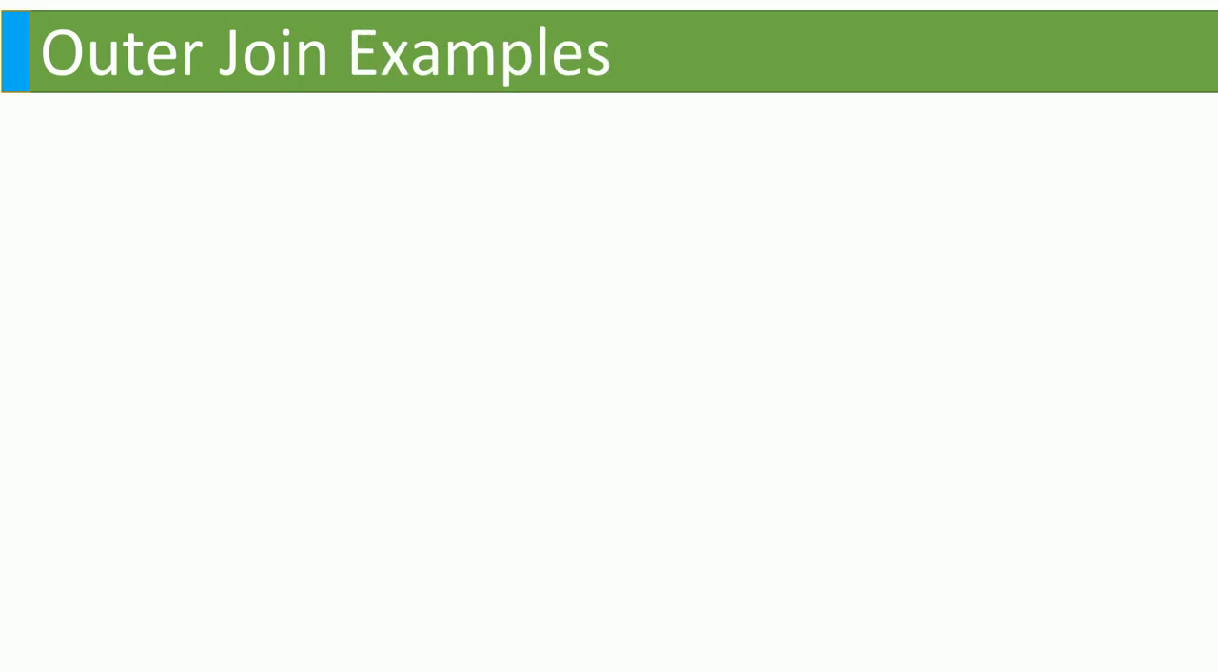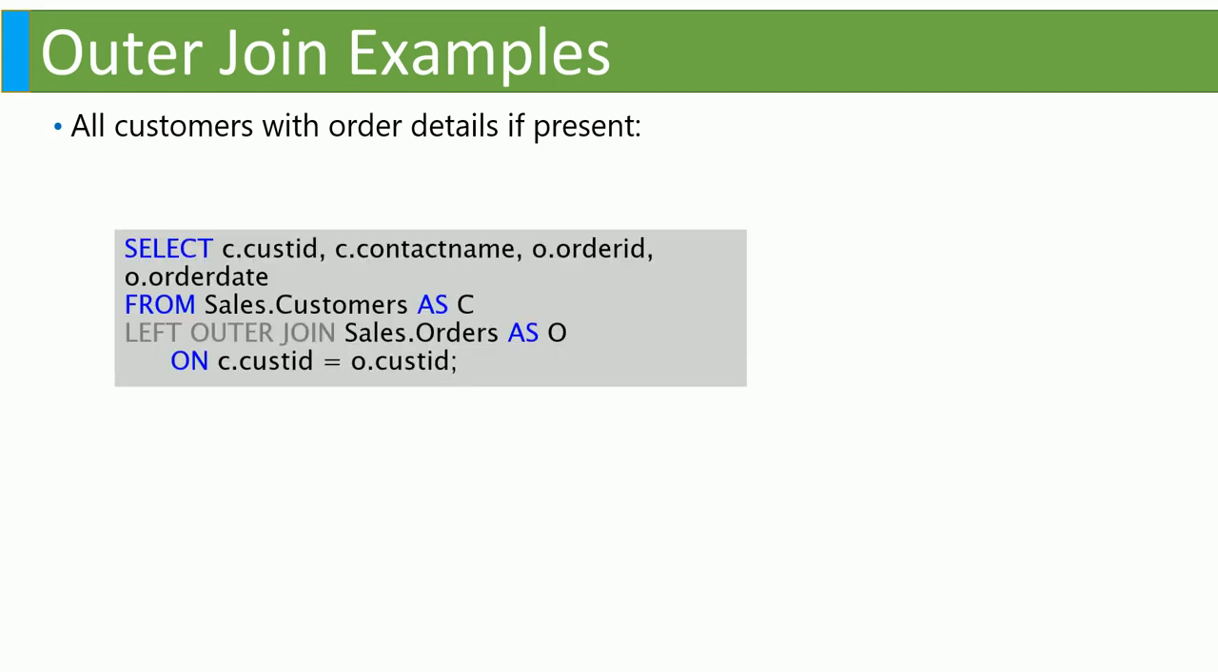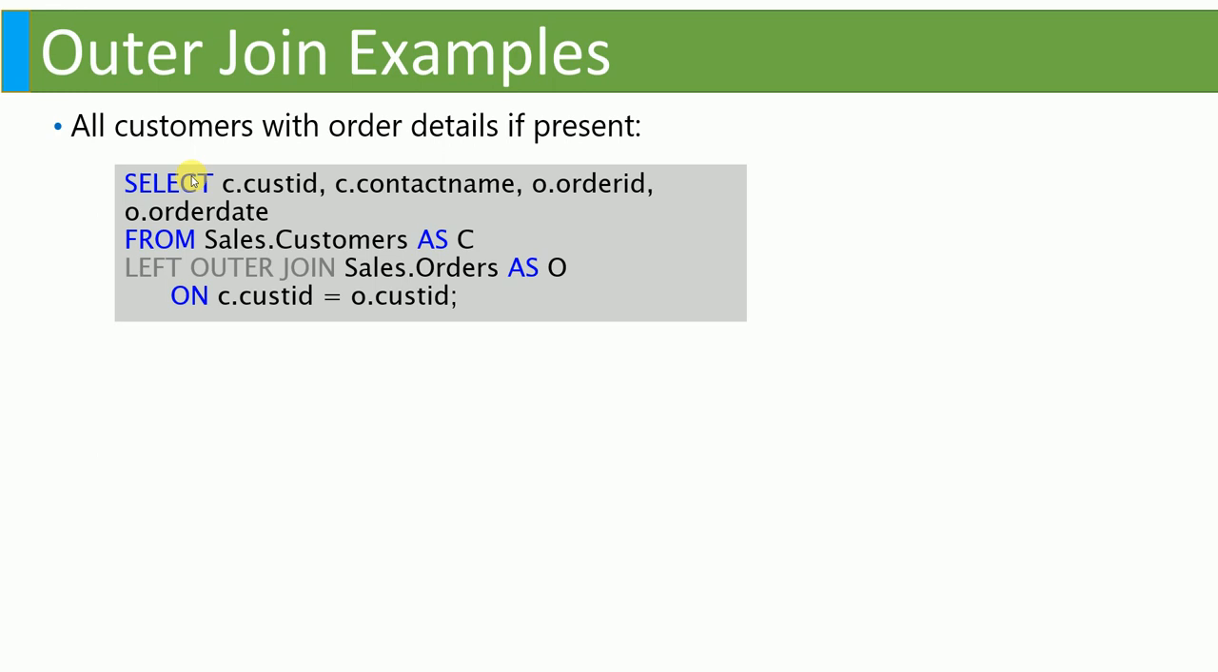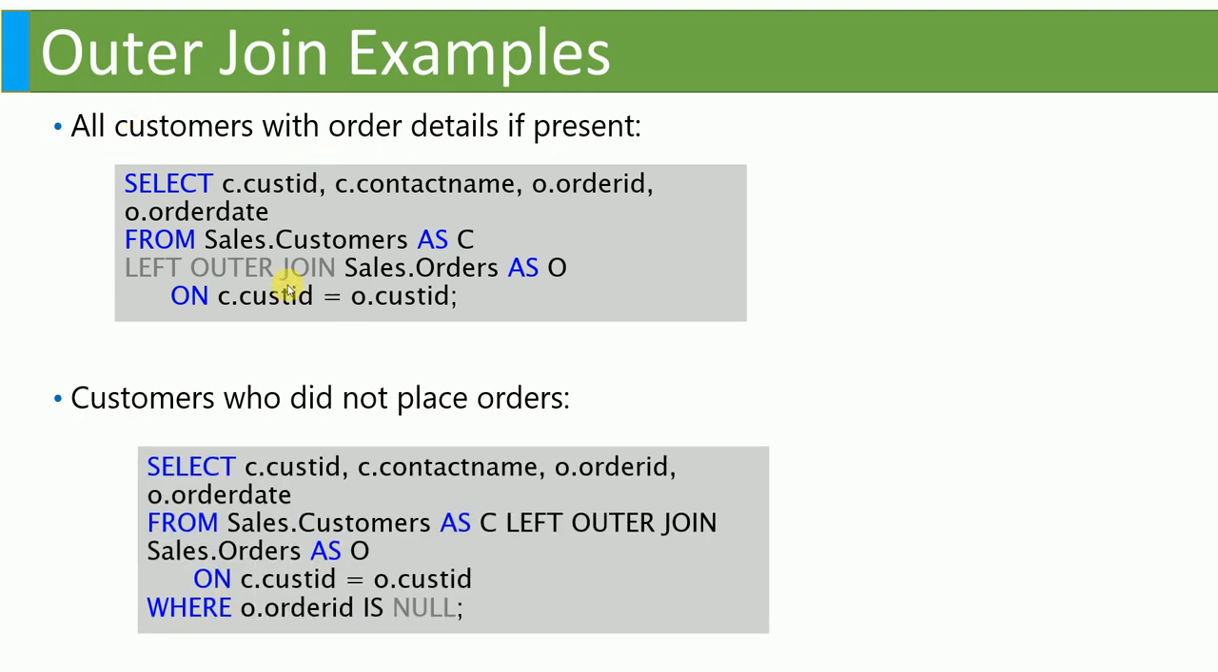Now the outer join example: all customers with order details, if present. Let's see how you can write it. Select all the columns you need from sales.customer as C. I renamed this table as C. Then left outer join sales order, and this is the example of how you can write the query. For customers who did not place an order, in the same query you can use the WHERE condition that the order ID is NULL. So you will get the details of customers who have not placed an order.